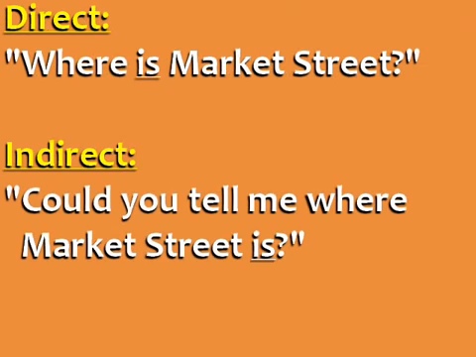Direct. Where is Market Street? Indirect. Could you tell me where Market Street is? In indirect questions, forms of the verb to be, like is, are, and were, come after the subject, not before the subject.